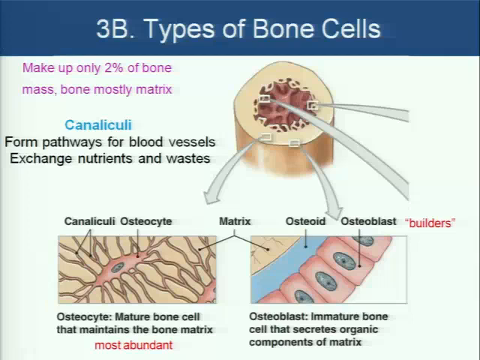The osteoblast. This is an immature bone cell. We call these the builders, so think B and B. The blasts build things up. These ones can secrete organic matrix and sort of build the bone.